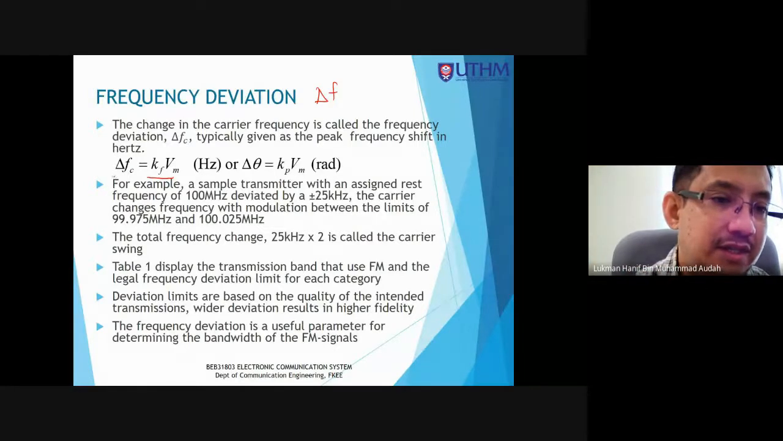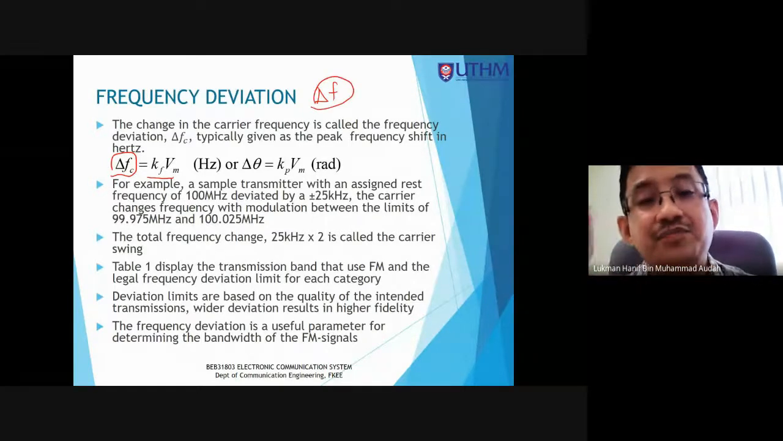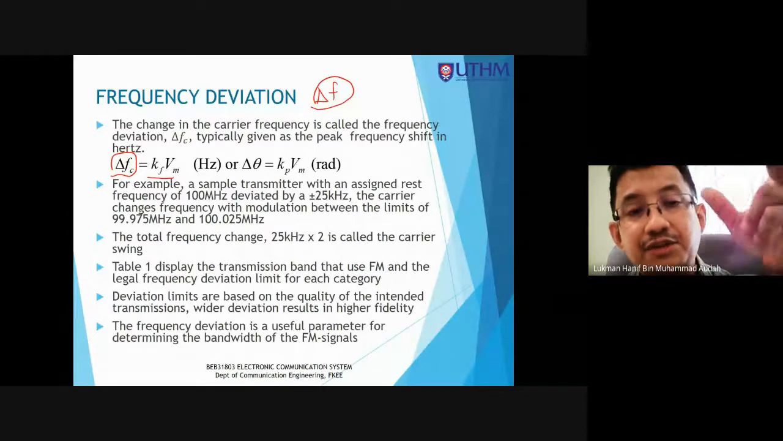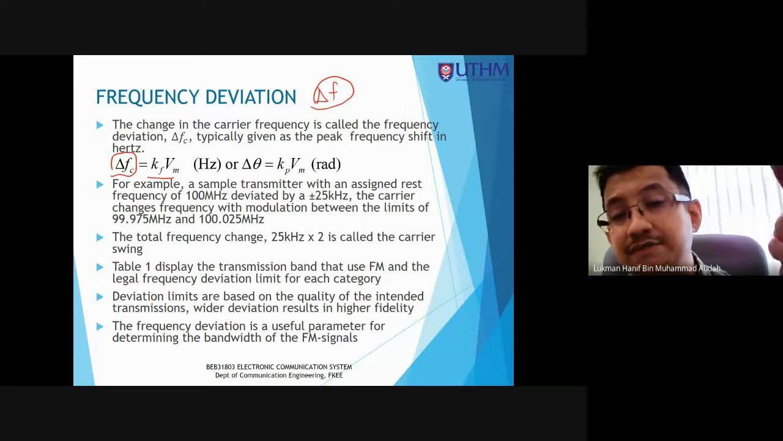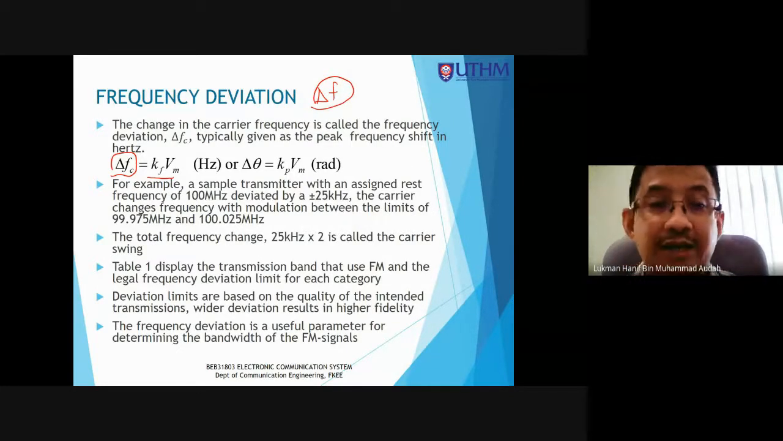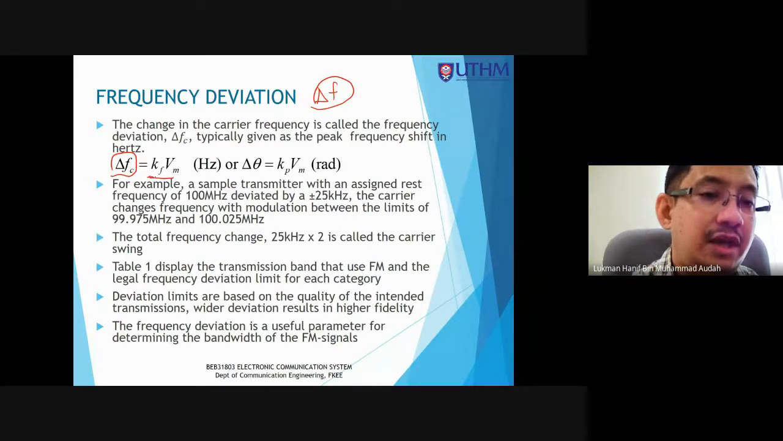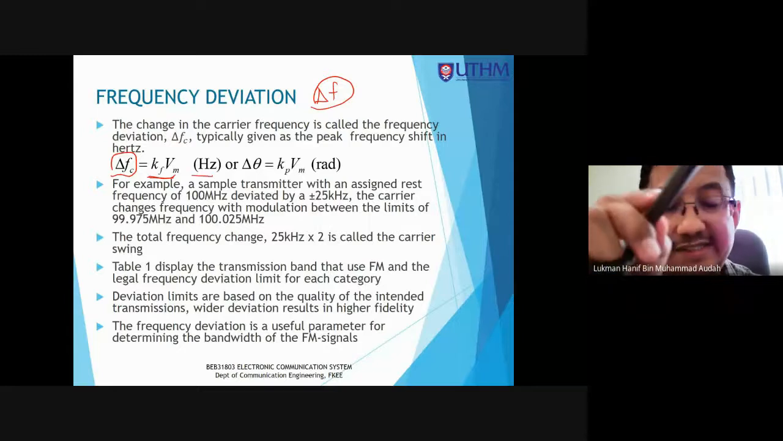So perhatikan kelas, you can use delta fc or you can just write delta f. We understand that this is the deviation of the carrier frequency, not other frequency. Kita merujuk kepada carrier frequency. Kita tidak merujuk frekuensi yang lain. Okay, so either you want to use delta f or delta fc, it is okay, no problem. Delta f is equal to kf Vm, so the unit is hertz.